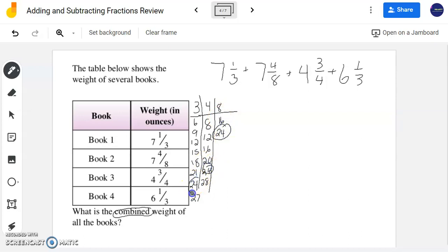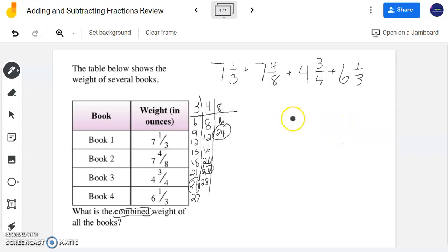Notice I have 24 as a multiple for 3, 4, and 8. Therefore, 24 is going to become my least common denominator. And in fact, my goal is to change each of these fractions so the denominator is 24. That makes it really simple to add these together.